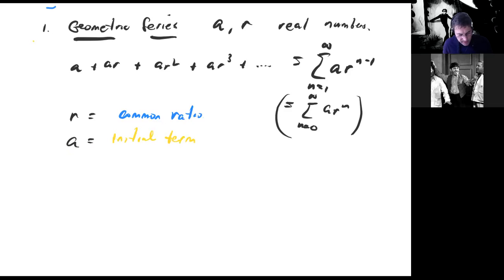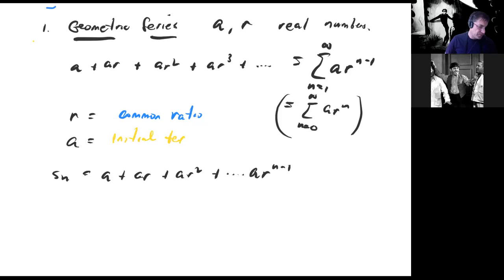So I want to explain how this is going to work. I'm going to show you the method. Let's consider the nth partial sum, S sub n. That would be a plus ar plus ar squared, all the way up to ar to the n minus 1.